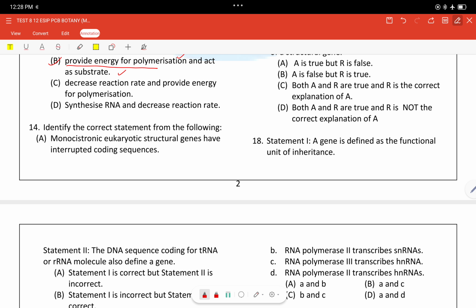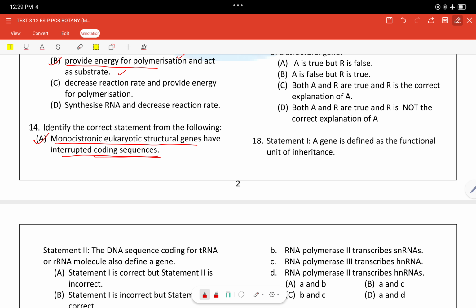Identify the correct statement from the following. Monocistronic eukaryotic structural gene have interrupted coding sequence. If we consider monocistronic and polycistronic, polycistronic structural genes are present in prokaryotes, monocistronic structural genes are present in eukaryotes. And the monocistronic structural gene of eukaryote is interrupted by non-coding sequence. Coding sequences are termed as exons, non-coding sequences are termed as introns, and introns are removed by the process of splicing. So monocistronic eukaryotic structural gene have interrupted coding sequence, yes, and those interruptions are introns.